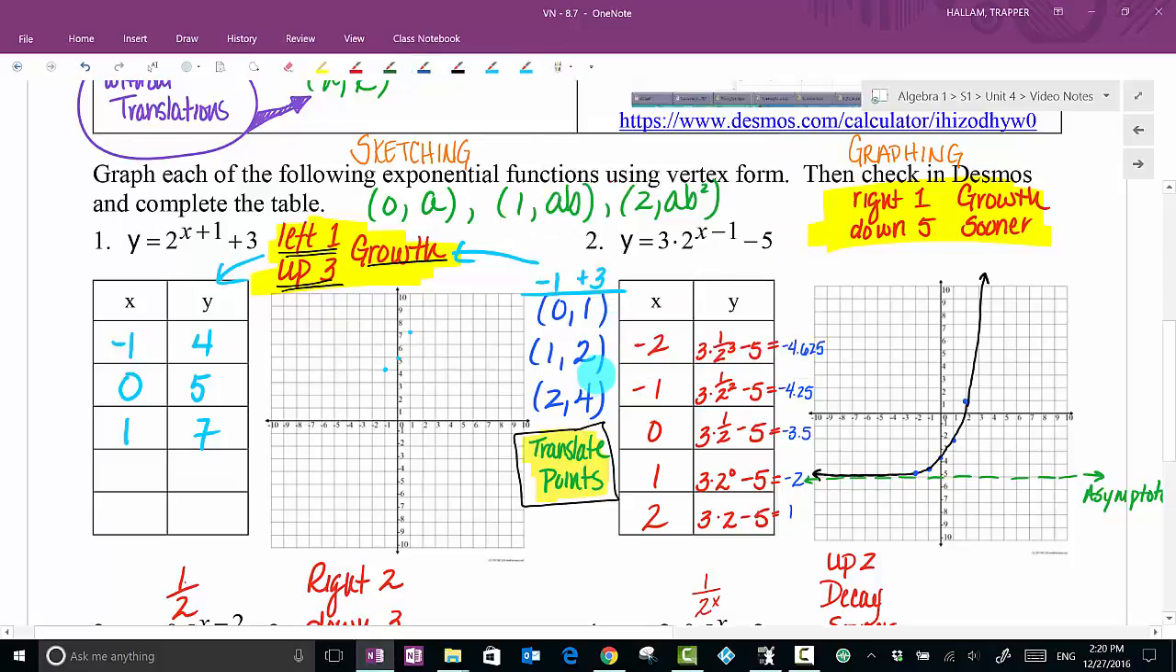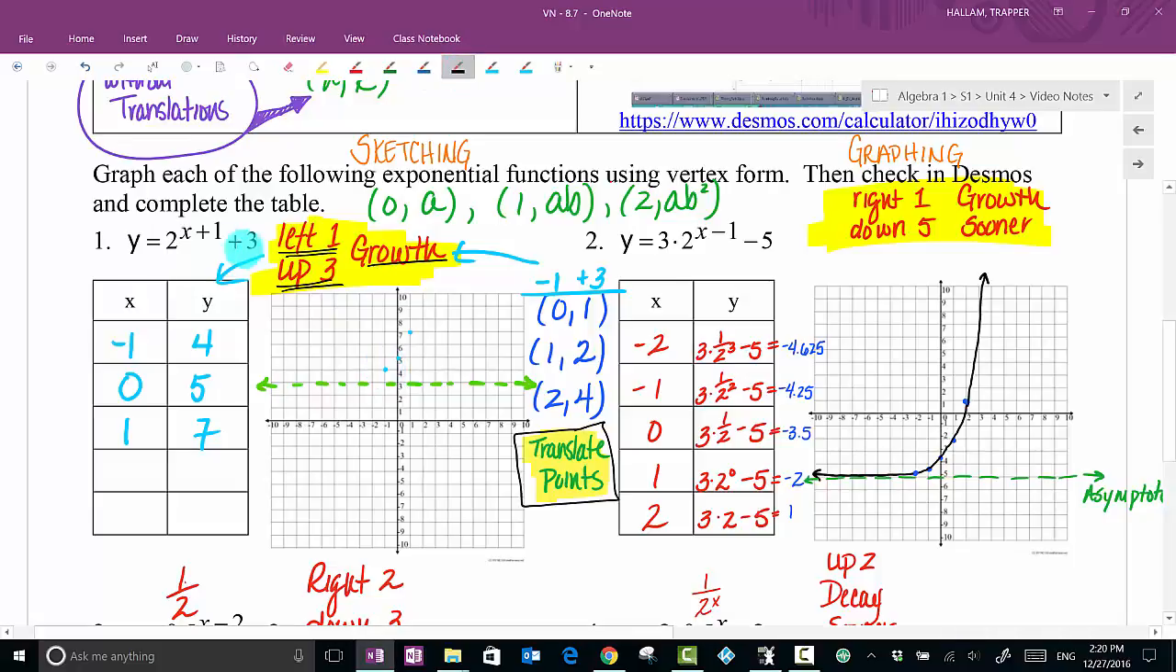Now, your translation of your asymptote, right, let's make this a different color so it stands out. My asymptote is going to go up 3. So it's going to shift up 3 from where it would be here. So my asymptote is going to be right along this line here. I want to mark that first so I know where my boundary is. All right, so now that I have that, let's go ahead and draw my line in.